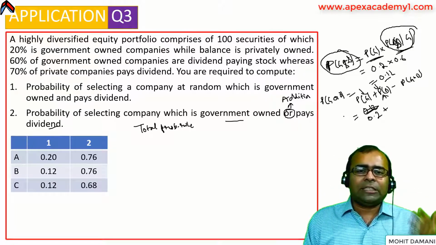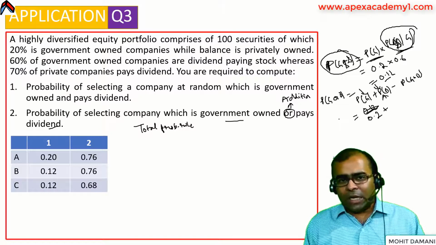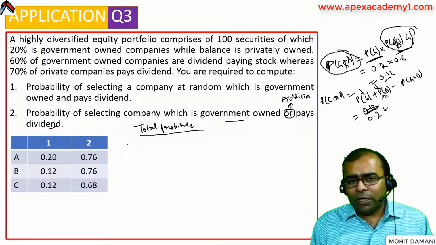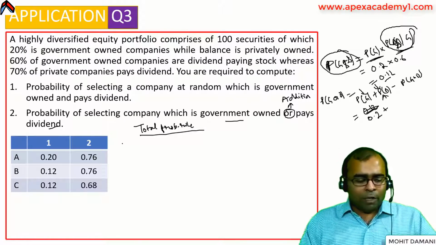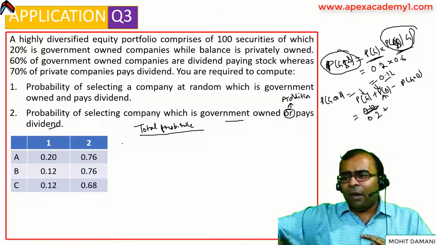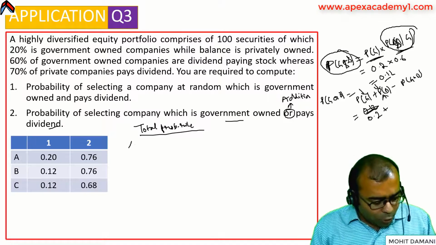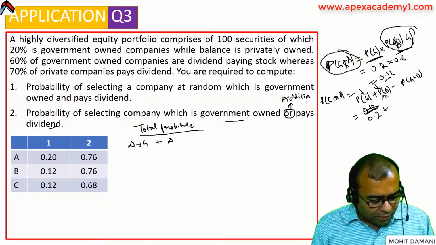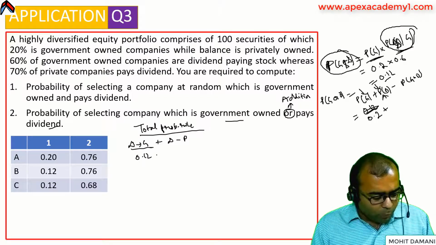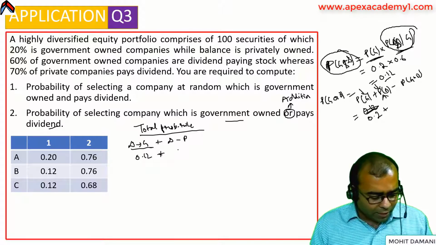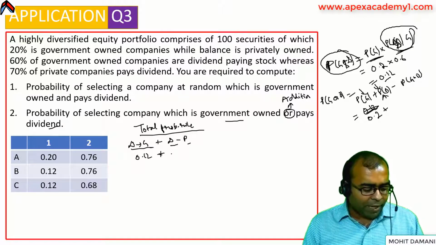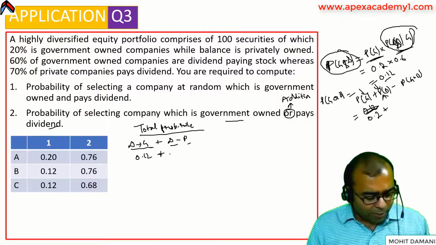Then we discussed that there is only one way to calculate unconditional probability, which is using the total probability rule. And what does the total probability rule say? That in how many ways that event can happen, determine the joint probability. So dividend can happen with government plus dividend can happen with private. Dividend plus government is 0.12. We have already calculated it here. So we need to determine the joint probability of a dividend paying company and a private company. So a private company which also pays a dividend.